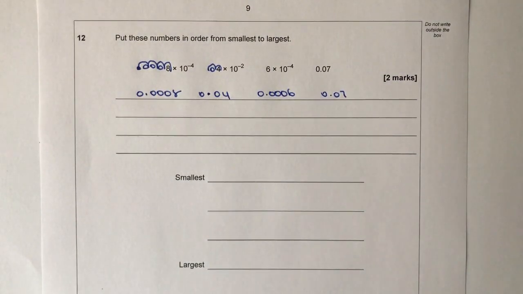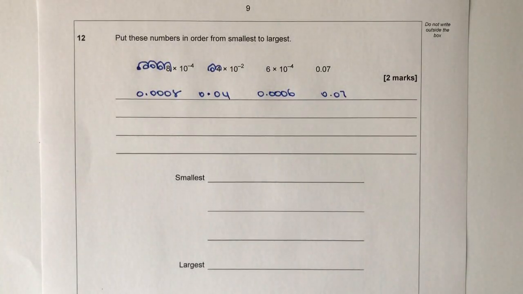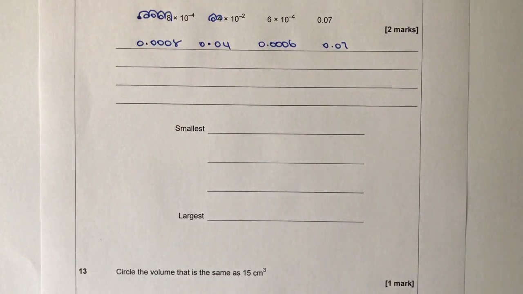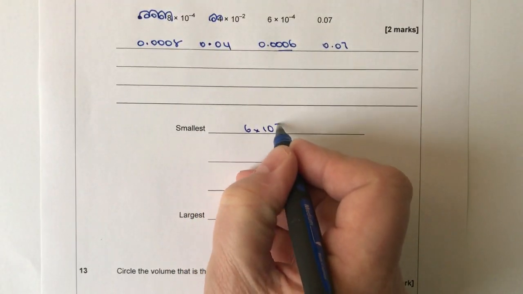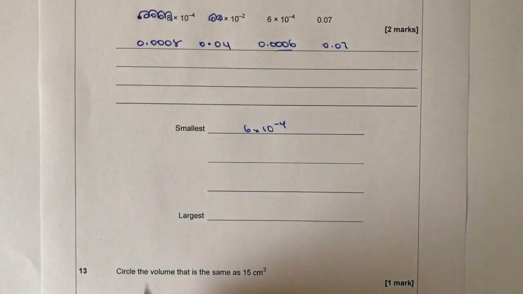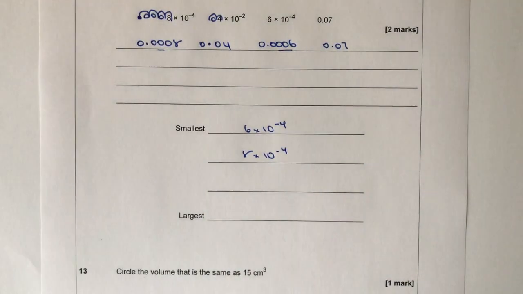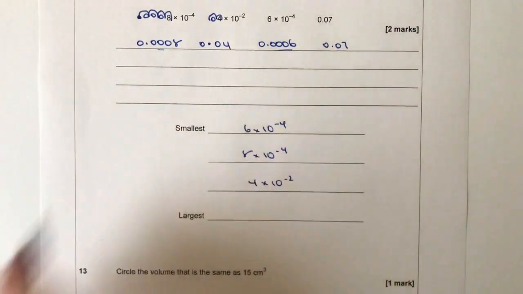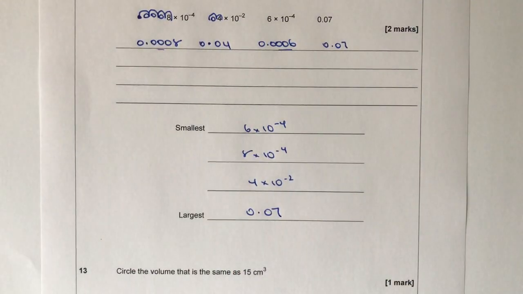So to put this in order, because I have converted them, it doesn't mean that I leave them like that. I think the implication is that when you write your answer, you write them back out in standard form. Okay, so when I do that, my smallest is going to be this one, which is 6 times 10 to the minus 4. My next largest is going to be this one, which is 8 times 10 to the minus 4. My next one is going to be 4 times 10 to the minus 2, so this one here, and then my last one is going to be 0.07. Okay, hope that's all right for you.